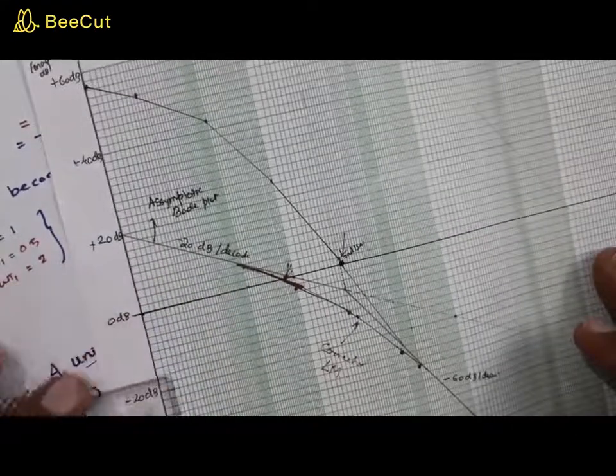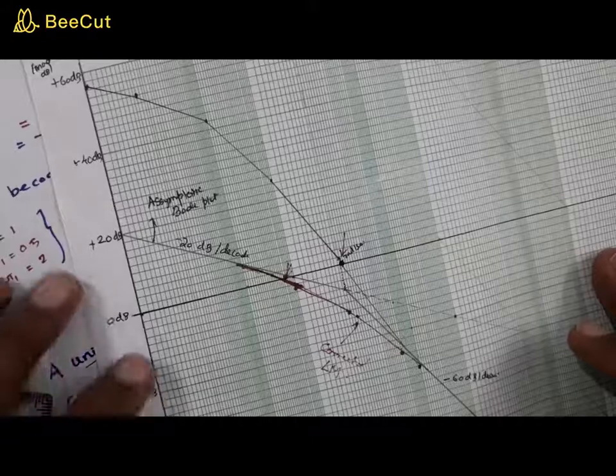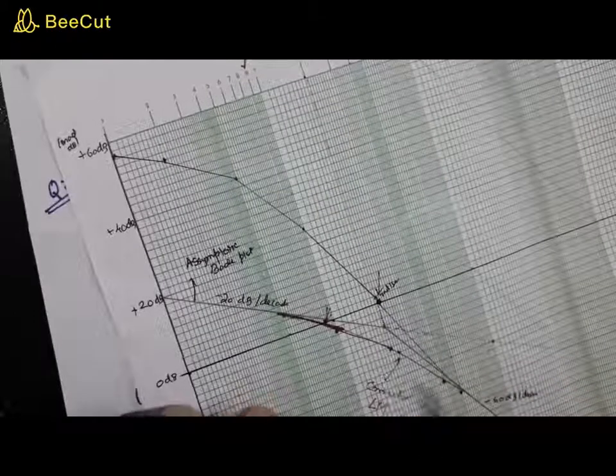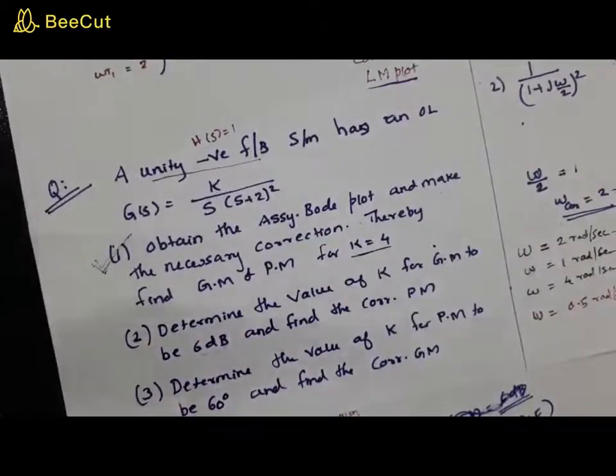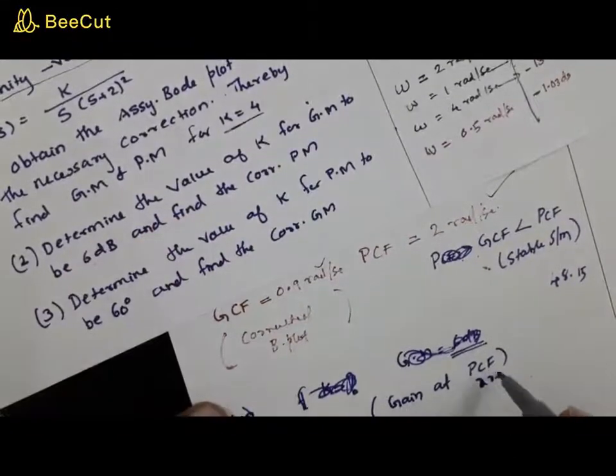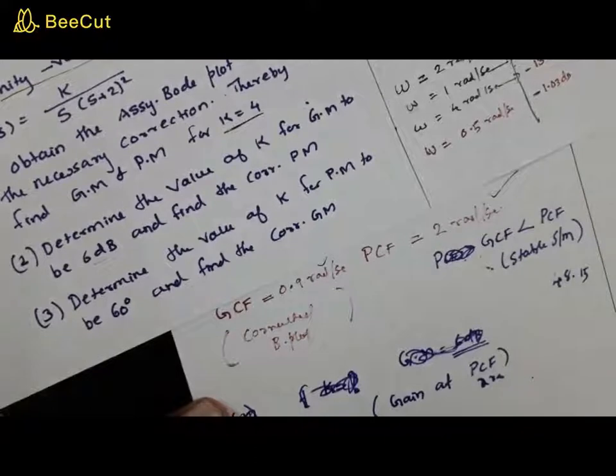Okay, so you can see that 6 into 2 is 12 decibel. So this is minus 12 decibel, right? Negative of the magnitude that you get at PCF, that is GCF, right? So GM, that is gain margin. Gain margin is the magnitude or the gain at PCF, which we found from the plot as minus 12 dB, so the gain margin is plus 12 dB.